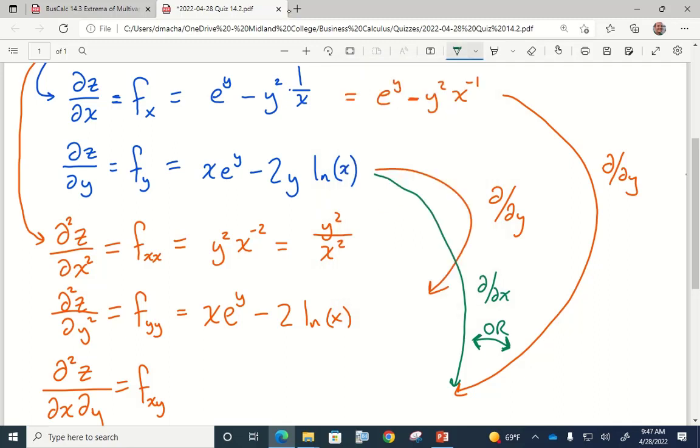I'm going to start with the derivative with respect to y and then take the derivative with respect to x. So starting from this and taking the derivative with respect to x, I pretend that y is a constant, and so that first term becomes just e to the y because the derivative of x would go to 1. So it would be 1 times e to the y. And then the derivative of natural log x would be 1 over x, and I pretend that the y is just constant, so I get something like that.